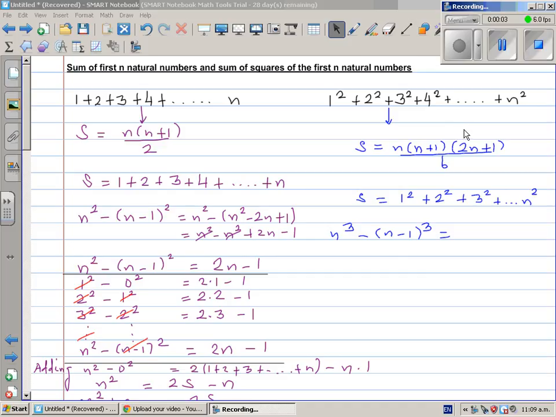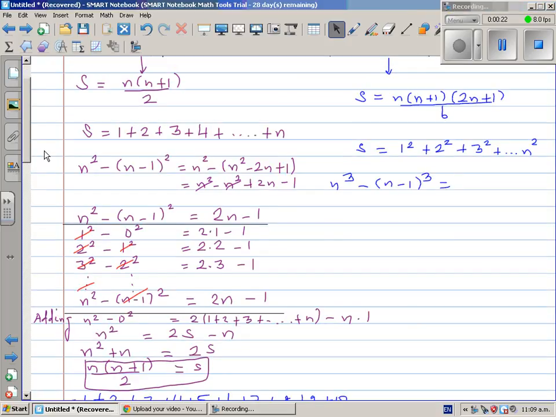In my last video, I proved the sum of the first n natural numbers. That means if you want to add from 1 to n, n is the nth term of the natural numbers. The formula is S equals n times (n plus 1) over 2. And I proved it starting with this formula, that is n squared minus (n minus 1) squared.